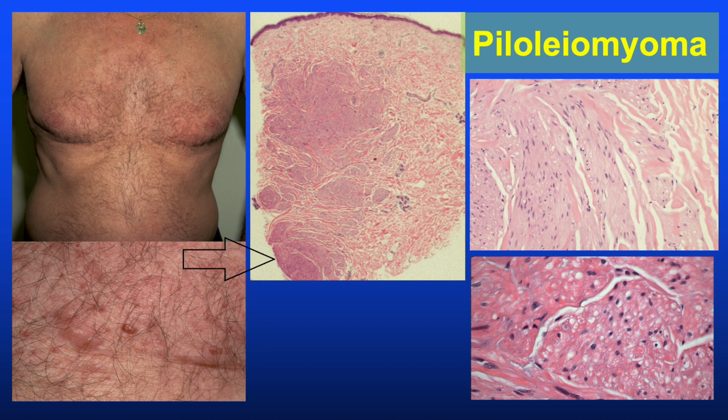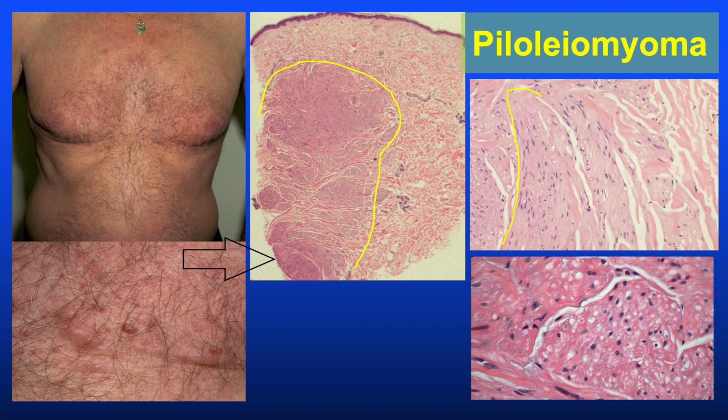This patient had multiple papules, and biopsy of one of these showed more of a tumor pattern of proliferation, solid aggregates of spindle cell fascicles. And we can identify them as smooth muscle at higher magnification.